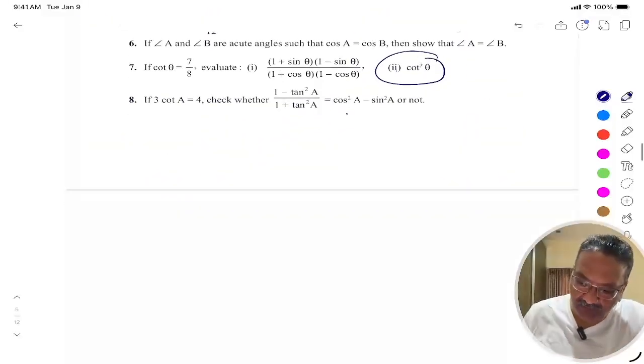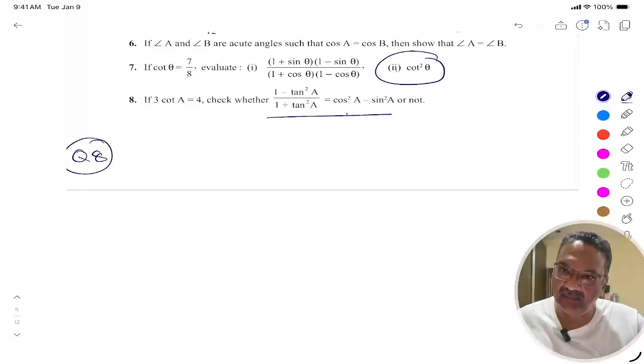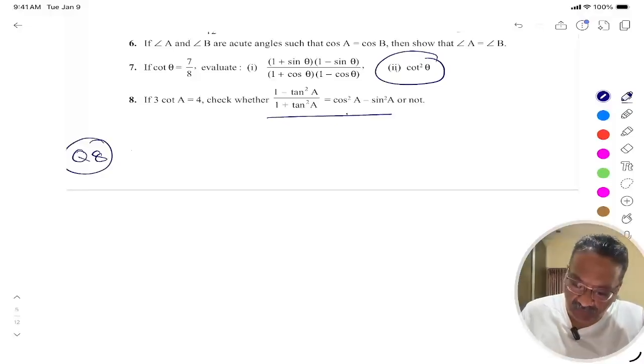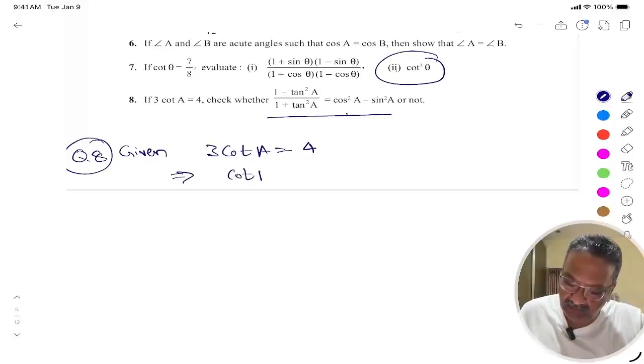Next, question number 8. What does it say? We have to check whether 1 minus tan square a by 1 plus tan square a is equal to cos square a minus sin square a or not. They have given 3 cot a is equal to 4. So this implies cot a is equal to 4 by 3, or tan a is equal to 3 by 4.